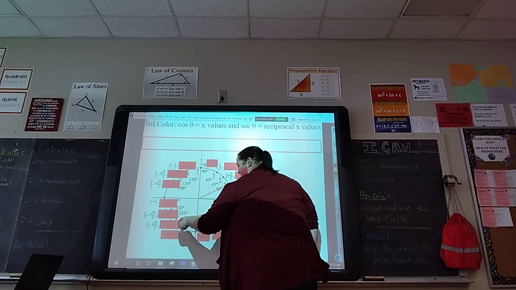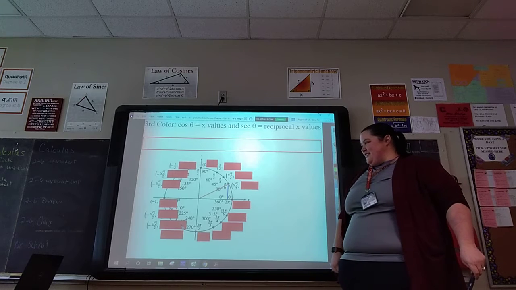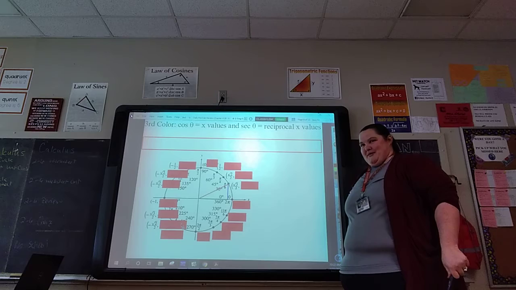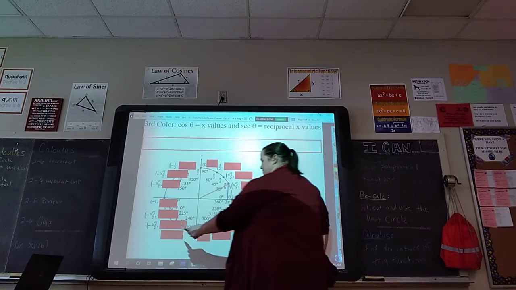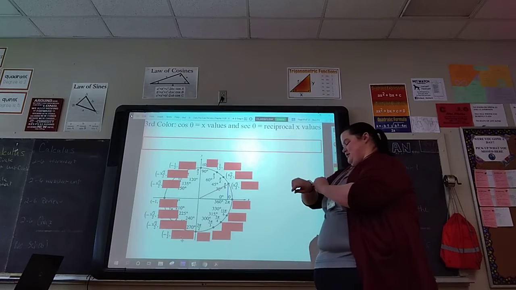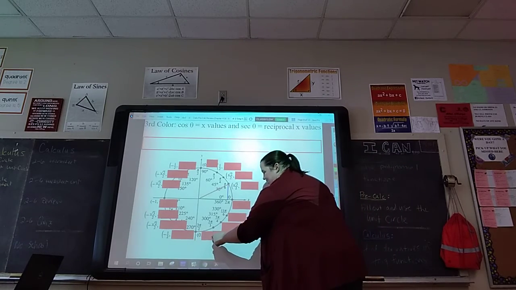What's this next? It's going to be the same thing. It's going to be negative square root of 2 over 2. So there is a nice pattern to this once you start filling it out. What's the next one going to be? Zero. This one? Negative 1. Negative 1. And we already know the next one's zero. That was it.